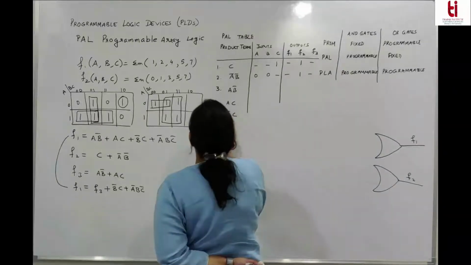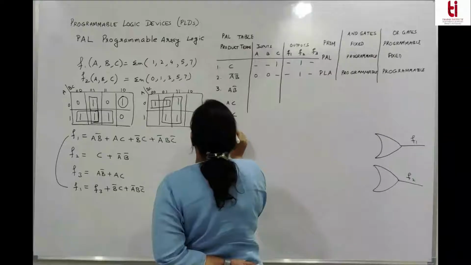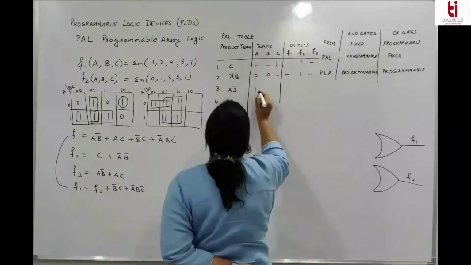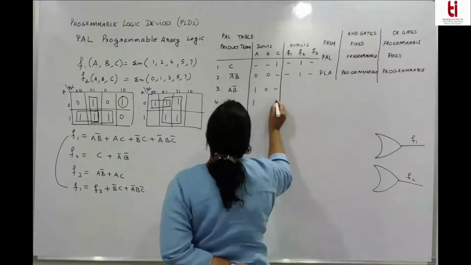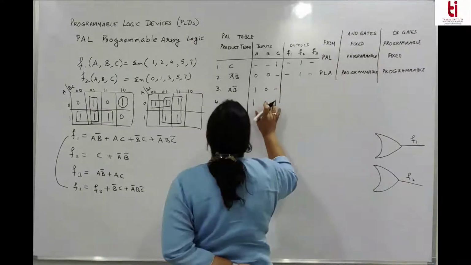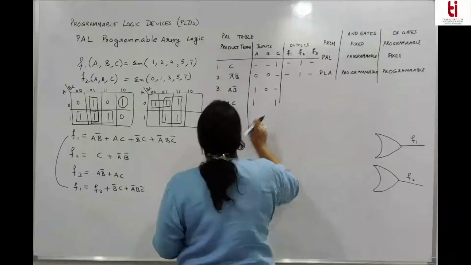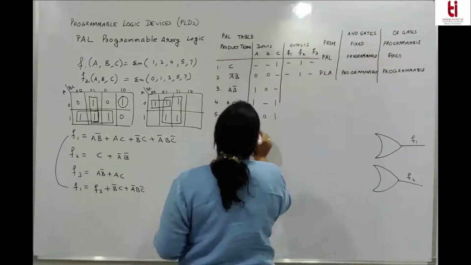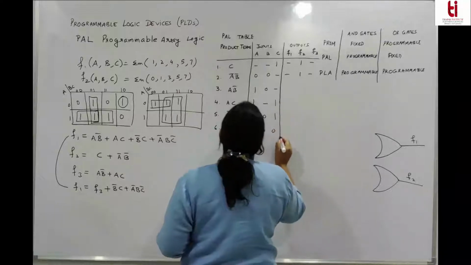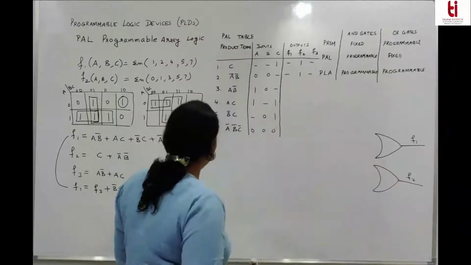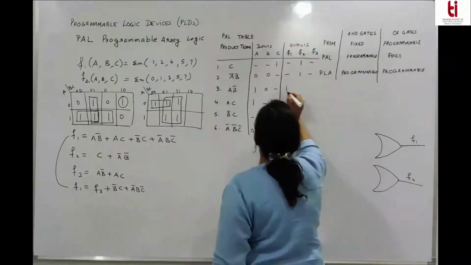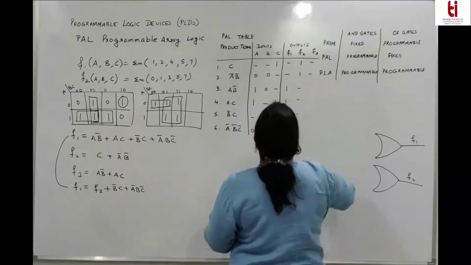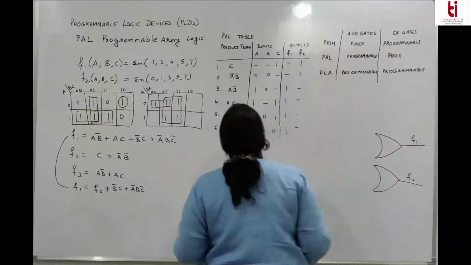B bar, C, A bar, B, C bar. So A, B bar, A, C, sorry, it's not present, so it should be dash. B bar, C, A bar, B bar, C bar. And these are all present in F1. So we will not have F2 because we have only 2 outputs.